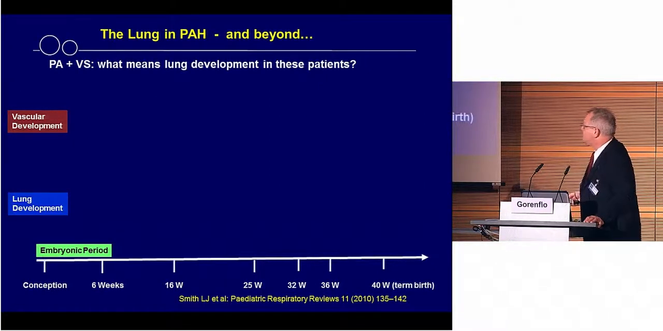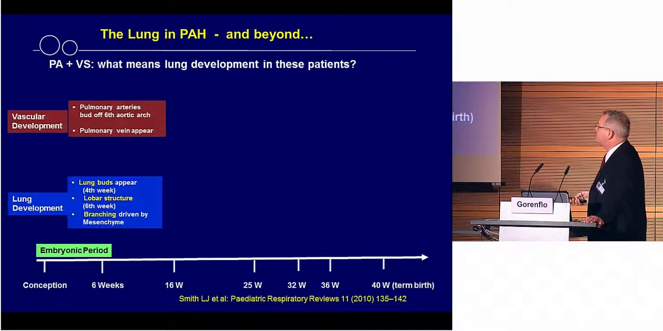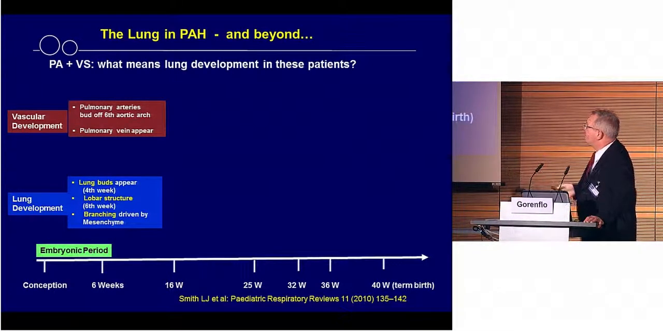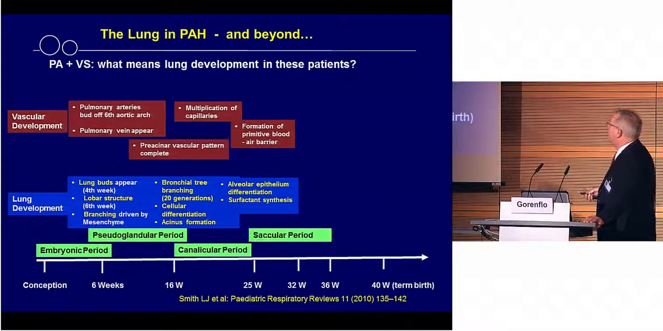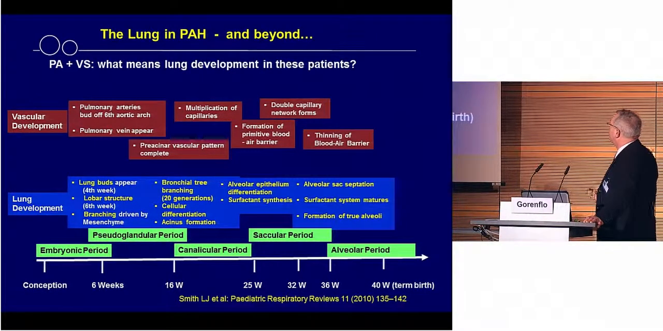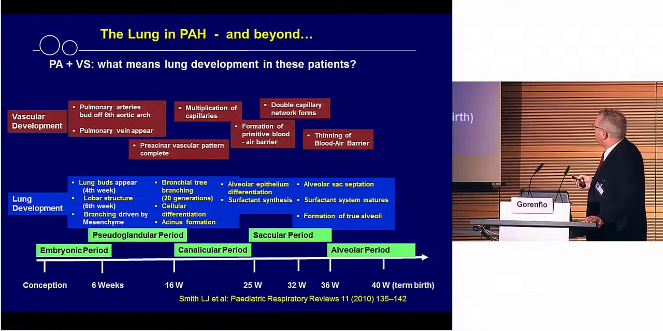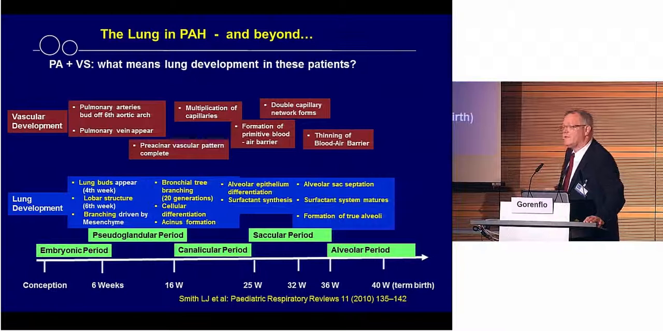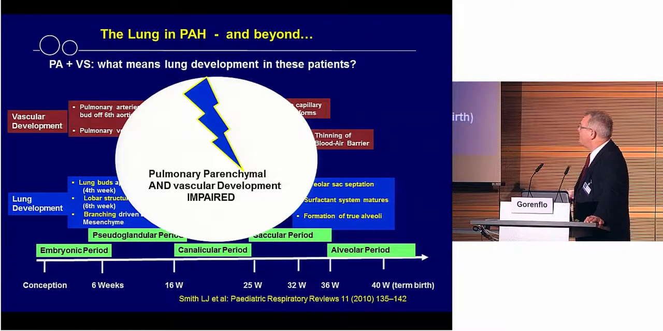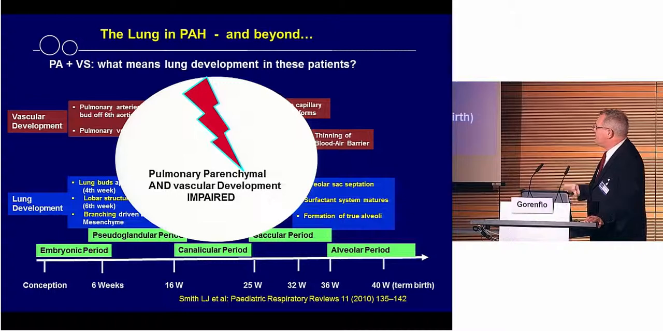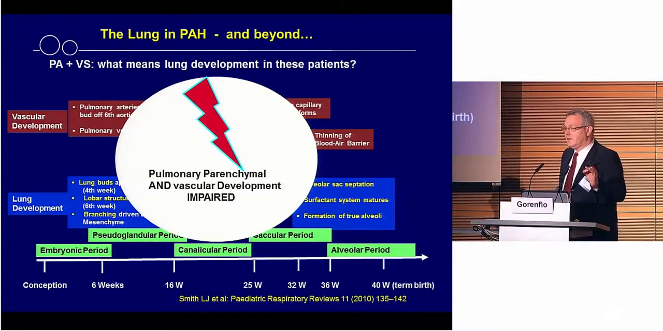You see here the time from conception to 40 weeks, and just to go through that: already at 6 weeks, lung buds appear with lobar structure, branching driven by the mesenchyme, but the vascular development, the pulmonary arteries bud off, and then that goes straight forward through the whole development until at the end, at 40 weeks, we have a mature system: we have alveolar septation, the surfactant system works, and the formation of true alveoli. But the damage has been done earlier. The damage has been done here, and it reflects to all parts of the lung.